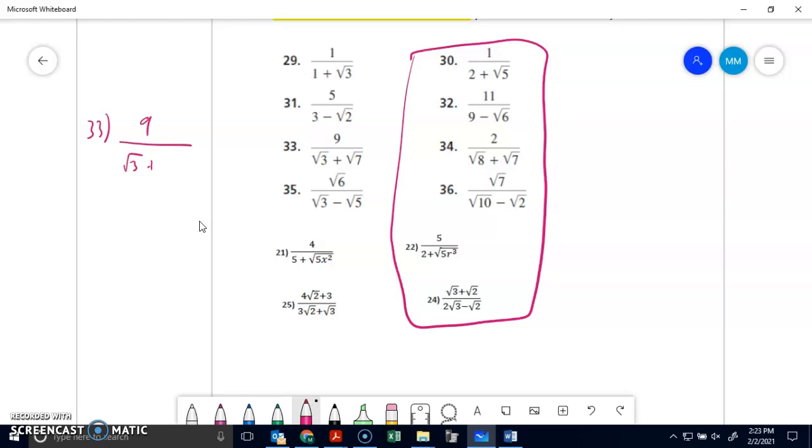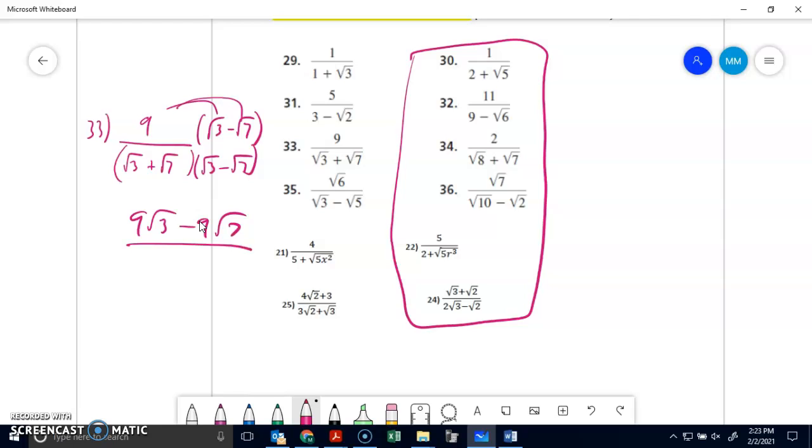I have 9 over the square root of 3 plus the square root of 7. Clearly, it's a binomial, so I'm going to use the conjugate, multiplying both top and bottom. So in the numerator, I distribute. I have 9 square root of 3 minus 9 square root of 7 when I multiply 9 in. And then here I have a conjugate, so it's going to be square root of 3 squared minus the square root of 7 squared. A squared minus b squared. Now we know squares cancel out square roots, so this is easy. It just becomes 3 minus 7. So I have 9 square root of 3 minus 9 square root of 7 over negative 4.